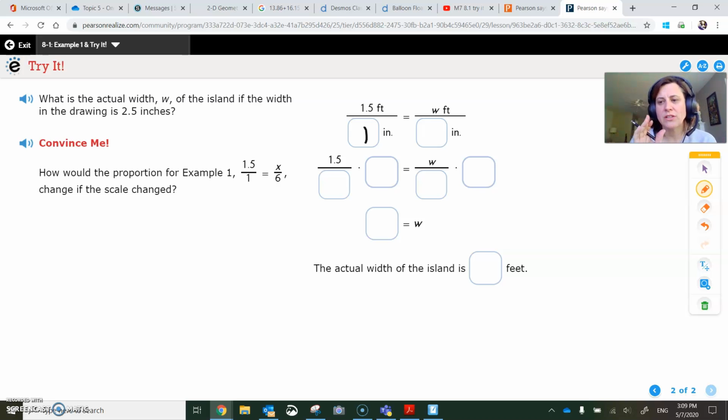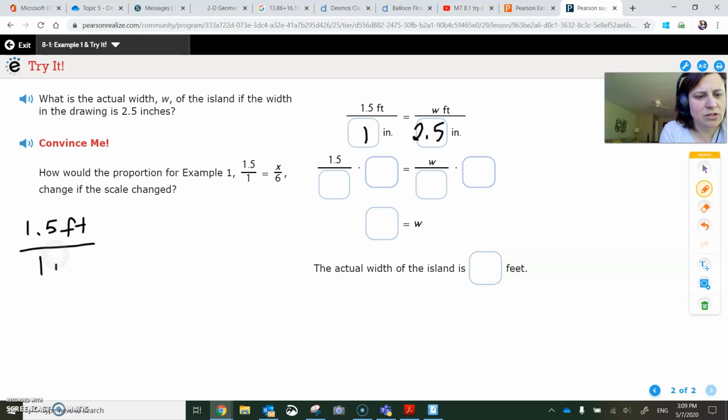And we're going to change that relationship a little bit to show how many feet wide it would actually be in real life if you measured something and you got 2.5 inches. So I'm going to redraw this down here so that it looks a little bit more like what we used to do in class, 1.5 feet over 1 inch.